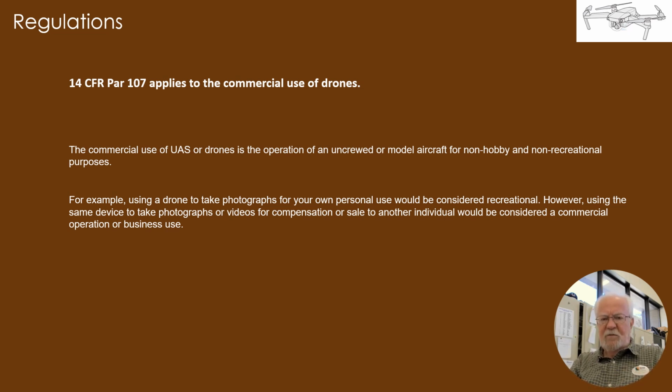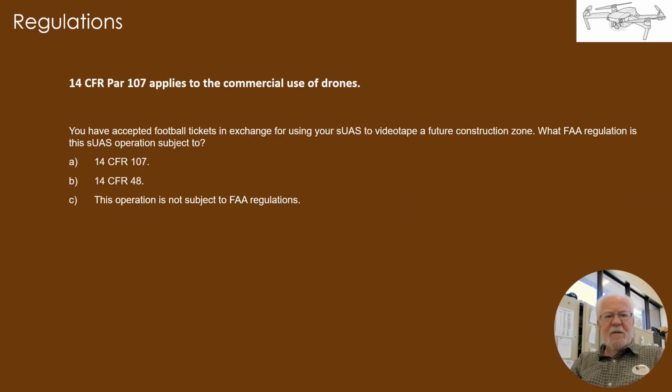If you just take pictures on your own just for fun, fine. But if you're going to use it for some kind of compensation or sale, a question will come up like this: you accept football tickets in exchange for using your UAS to videotape a future construction site. In exchange, that's compensation, right? What FAA regulation is this operation subject to? Part 107. Part 48, by the way, 14 CFR 48, is registration of aircraft, and we'll talk about that in a bit.